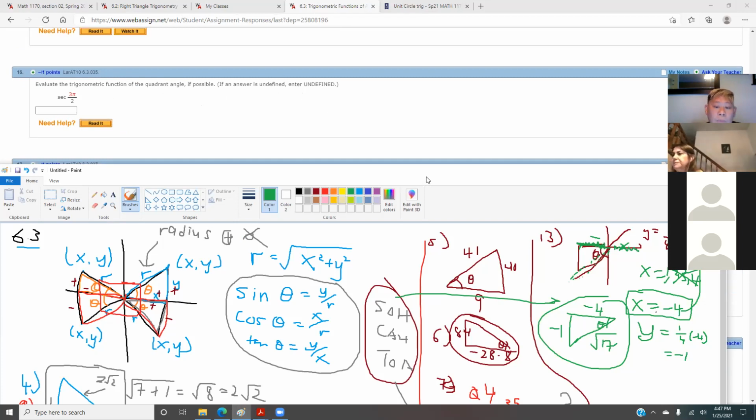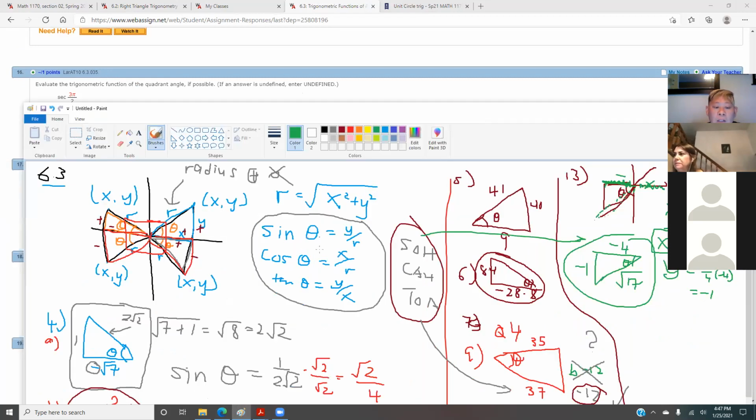Okay, so this is one thing I want to point out with the undefined cases. This is your sine, right? And then we do the reciprocal of this. So sine's reciprocal, cosecant, you flip it, is r over y. And then secant is r over x. And then cotangent is x over y. So this is the formula that we use if you use your SOHCAHTOA.